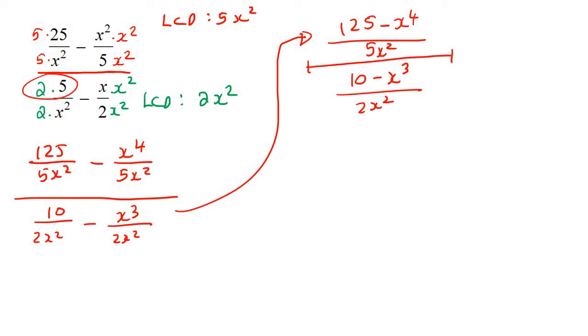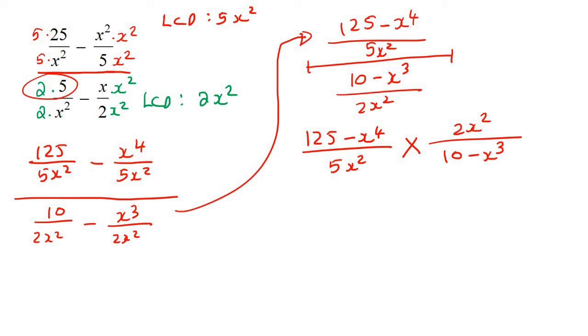I was going to say KCF. So you keep the top fraction as it is. I'm going to go in one step now. You change this to a multiply, and then you flip this one upside down. So the 2x squared is at the top, and the 10 minus x cubed is at the bottom. Now we can cancel diagonally. These two parts are exactly the same. And then there's not really much else we can do.